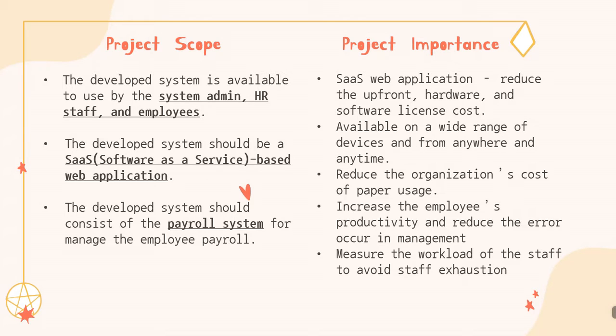The next part is the project importance. First, one of the reasons that we develop the application as a SaaS type is to reduce the upfront hardware and software license costs. Besides, this application is available on a wide range of devices, and the user is able to use it from anywhere and anytime by using a computer. In addition, this application is able to reduce paper usage, hence it helps reduce the organization's expenses.